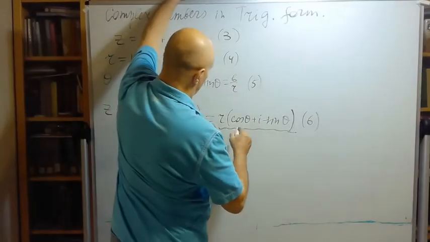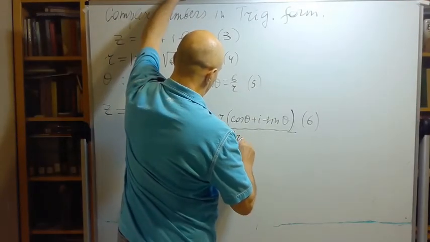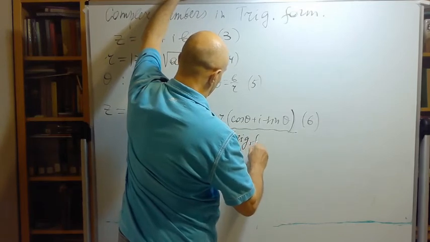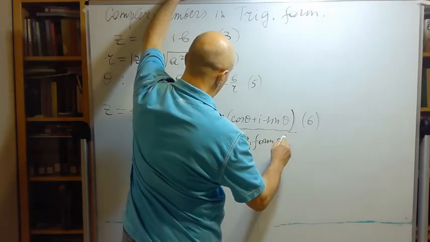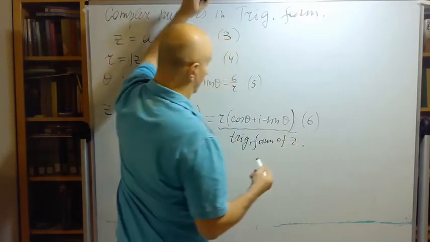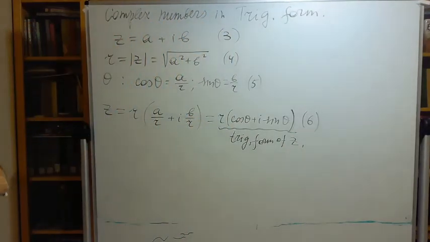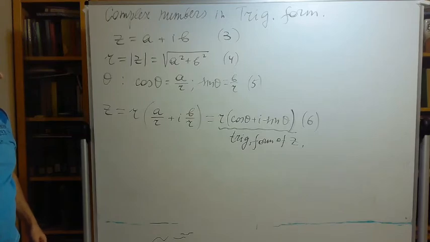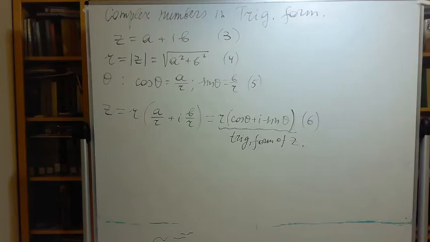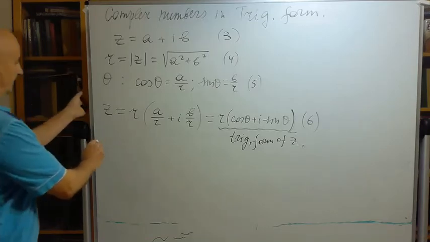This is the trigonometric form of number z. It turns out it is often convenient to see number z in this form. So let's consider some examples of transforming z in this form.